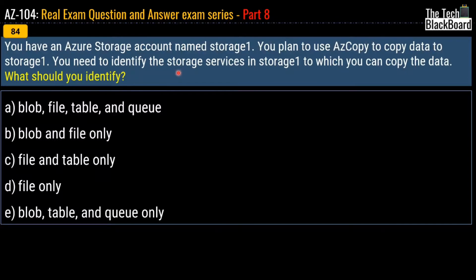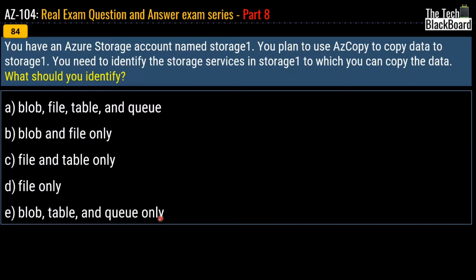Coming to question number 84, and the question says that you have an Azure storage account named storage1. You plan to use AZ copy to copy data to storage1. You need to identify the storage services in storage1 to which you can copy the data. What should you identify? And your options are blob, file, table and queue. The second option is blob and file only. The third one says file and table only, or the fourth one is file only, and the fifth one is blob, table and queue only.